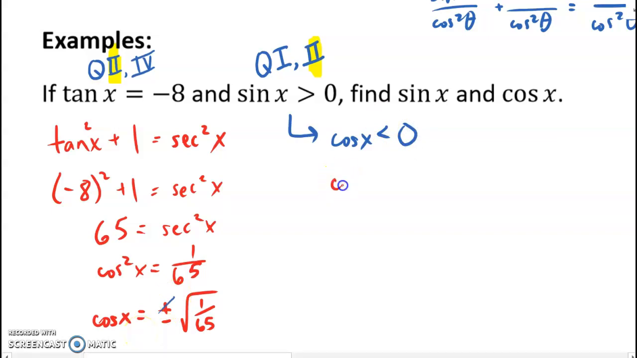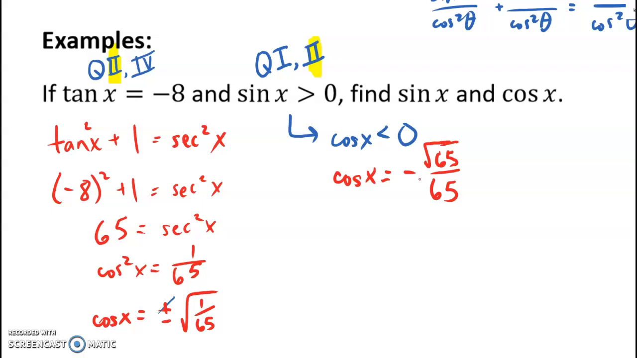We know that the cosine of x equals negative root 65 over 65. Don't know why my pen is doing all sorts of wonky things here. And I rationalized it, but the point here is that I'm using a negative here. All right, so that doesn't give us the sine, but we can also find the sine of x.